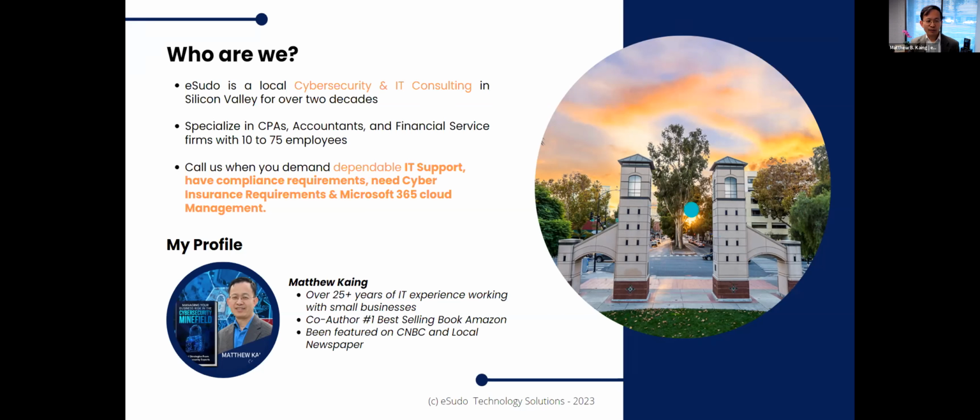And this background image, you may be wondering where this is. This is a picture of San Jose State. We're close by to San Jose State University.